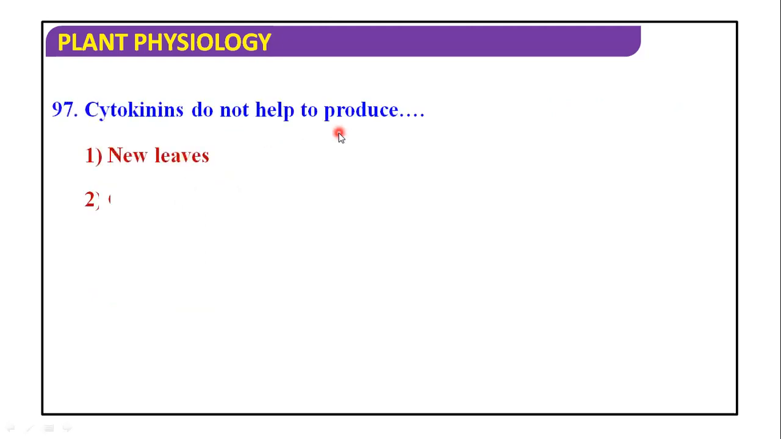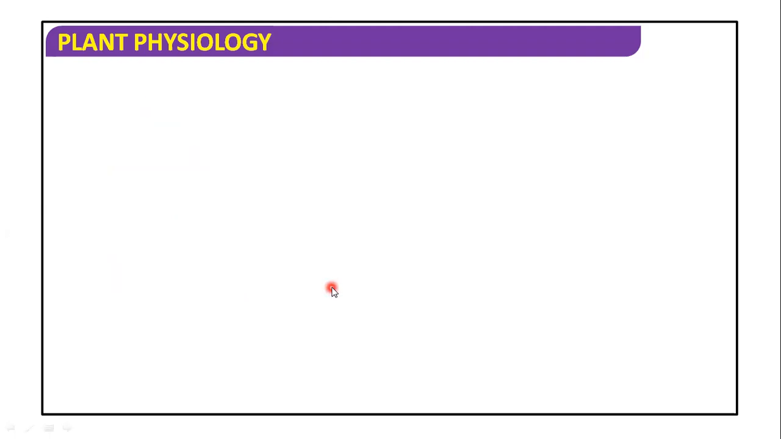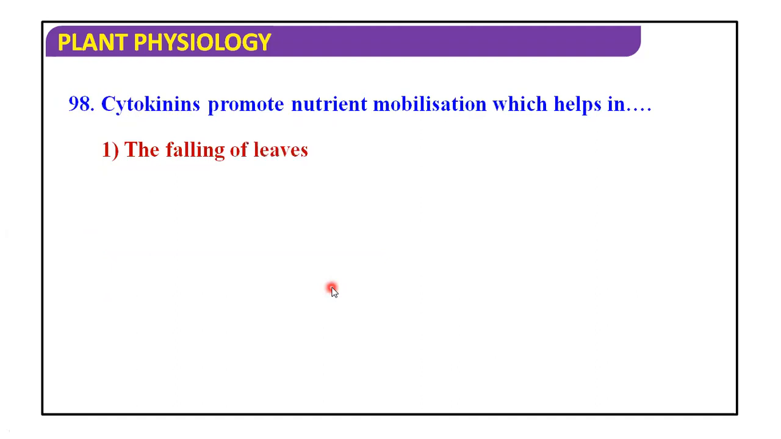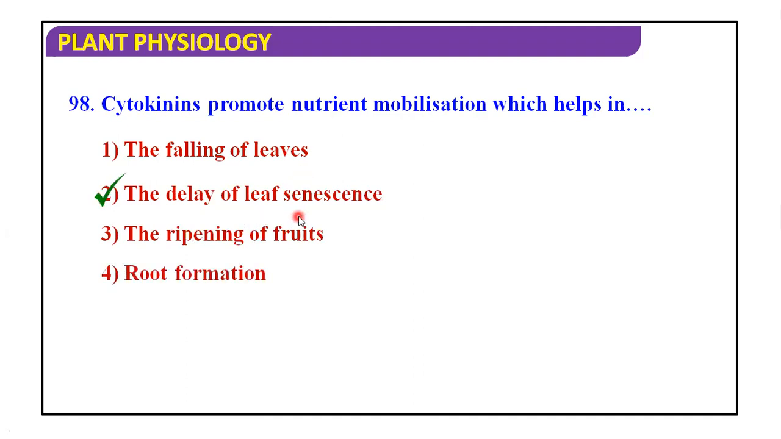Cytokinins do not help to produce new leaves, chloroplasts in leaves, adventitious shoot formation, or apical shoot growth. And the answer is apical shoot growth. Cytokinins promote nutrient mobilization, which helps in falling of leaves, delay of leaf senescence, ripening of fruit, or root formation. Answer is delay of leaf senescence.